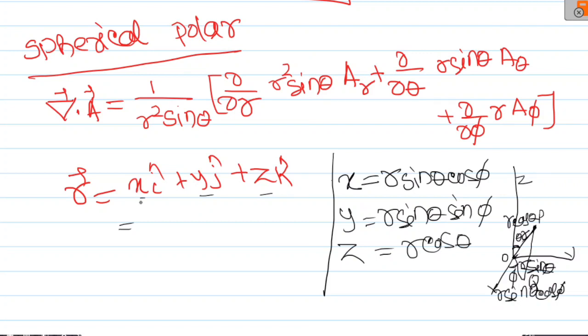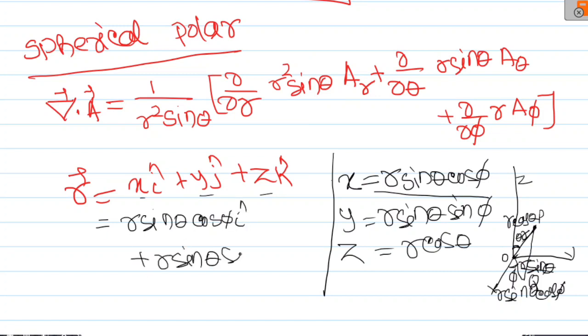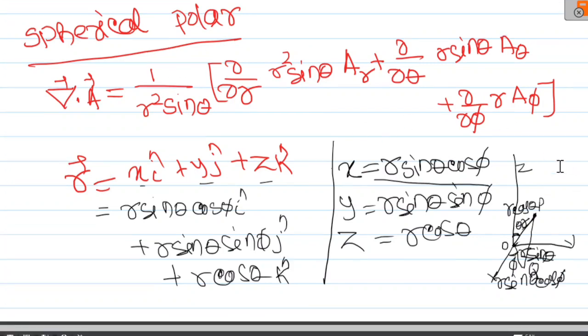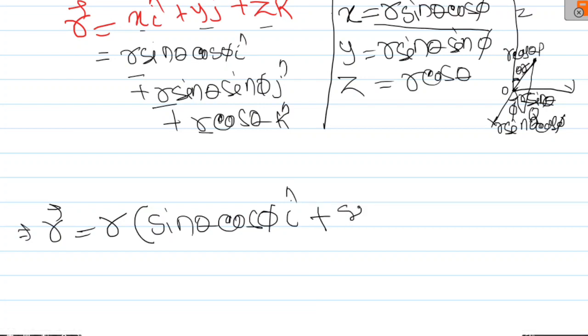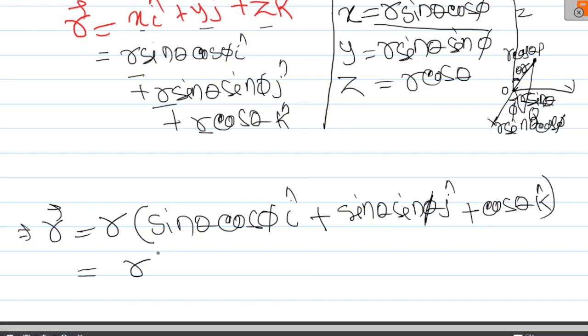Okay, so you can write the expression of x, y, and z here. Okay, so r equals r sin theta cos phi i cap plus r sin theta sin phi j cap plus r cos theta k cap. Next, see, now you can write this r vector by taking r common, so r times sin theta cos phi i cap plus sin theta sin phi j cap plus cos theta k cap.